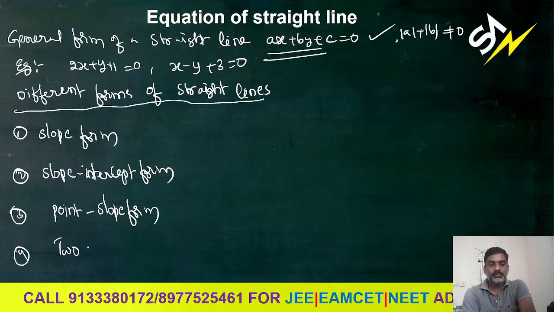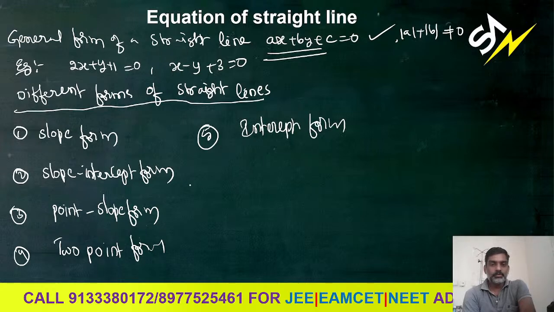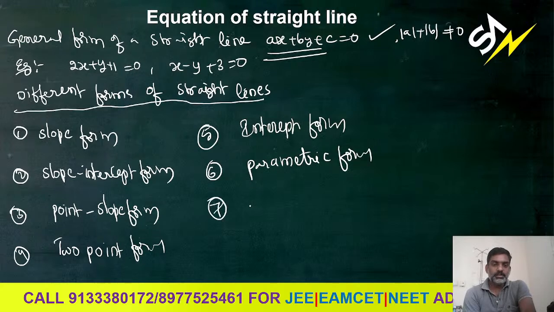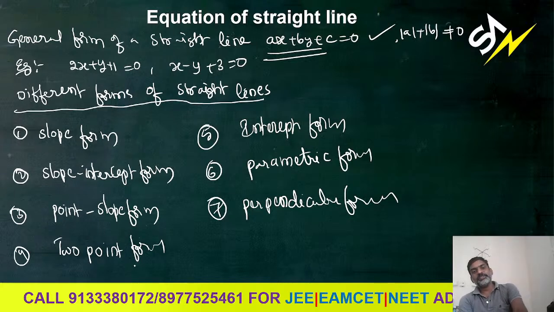2-point form, and the fifth one is intercept form, and the sixth one is parametric form. Next, seventh one is perpendicular form. These are the different forms of the straight lines. Let us see one by one.